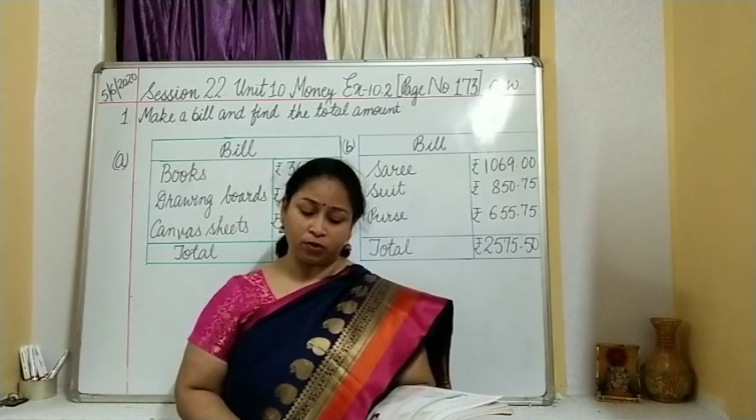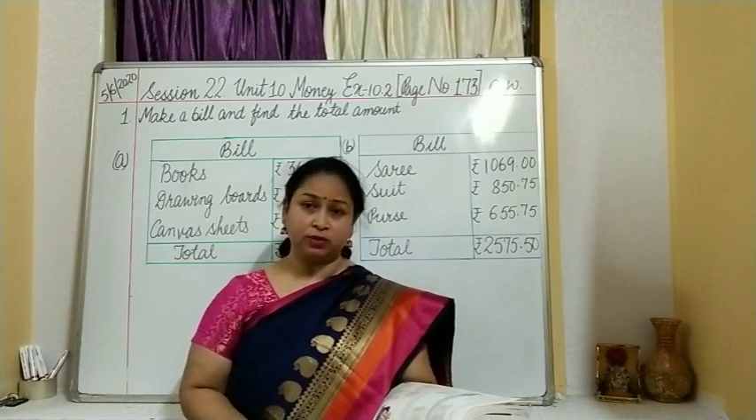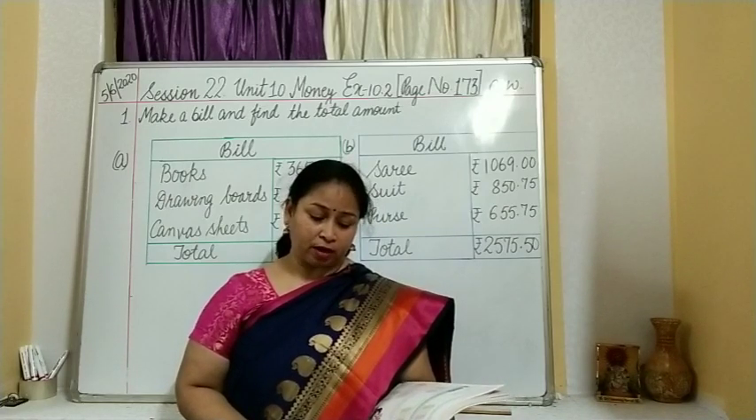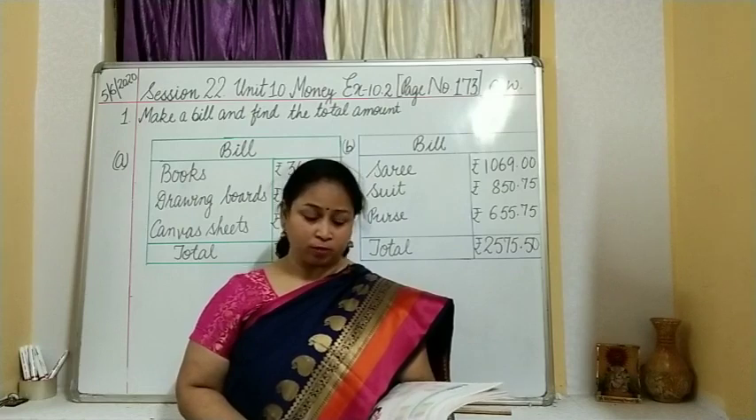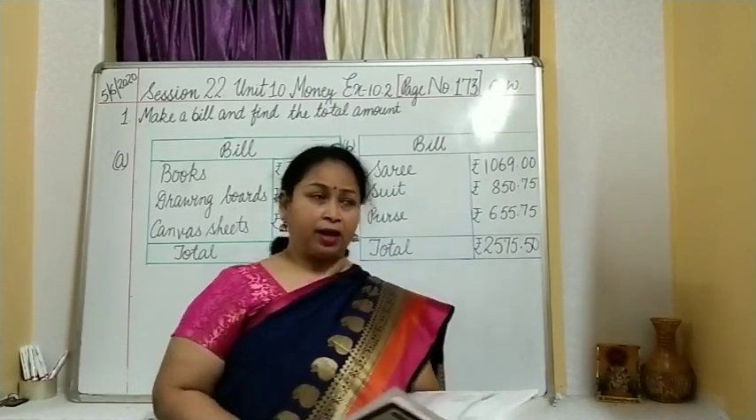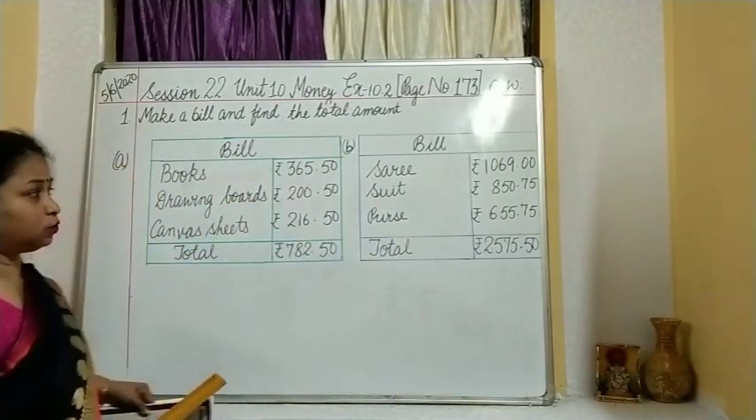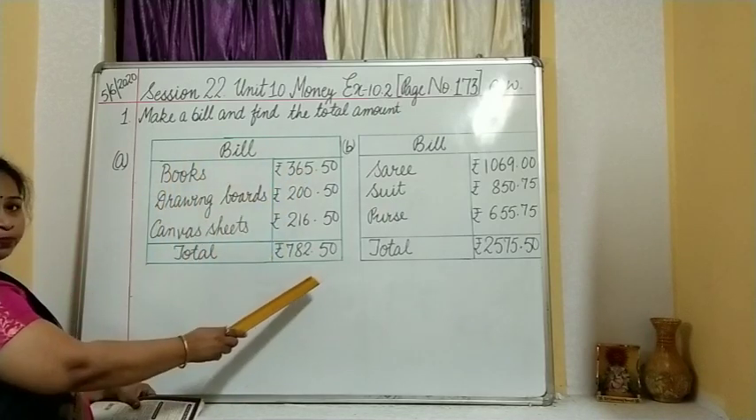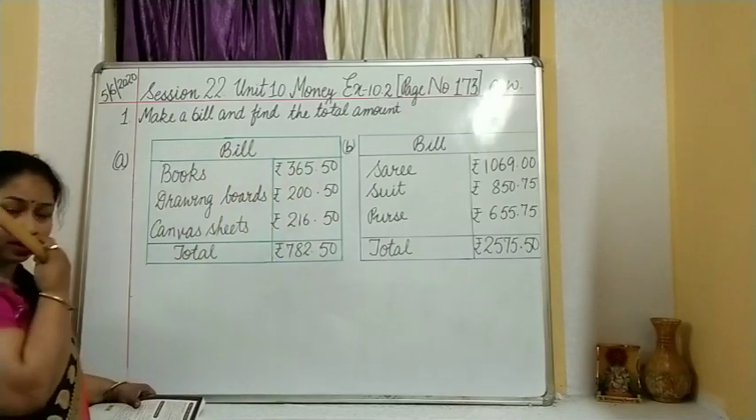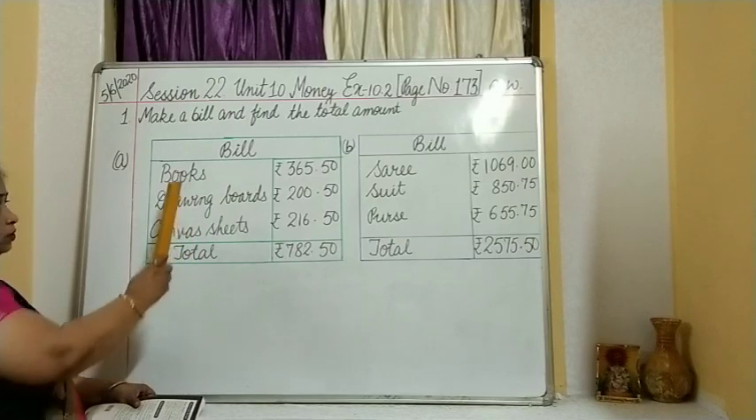Find the total amount in each case. That is given in exercise 10.2, page number 173. Okay, so question number 1 is having 5 sub questions, but you need to do only 2 questions, children. And I have already written it for you. The first bill, as you can see, this is the layout of the bill. You need to mention over here bill, then draw the lines as I have shown. Then these are the items we have purchased.